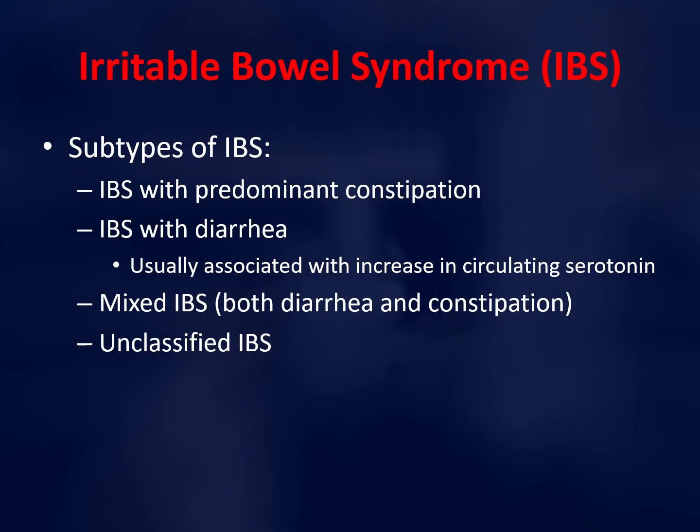There are 4 subtypes of IBS. The first subtype is IBS with predominant constipation. The second subtype, IBS with diarrhea. It's usually associated with increase in circulating serotonin. The third subtype is mixed IBS with both diarrhea and constipation. And the fourth subtype is unclassified IBS. These patients can have normal bowel movements.